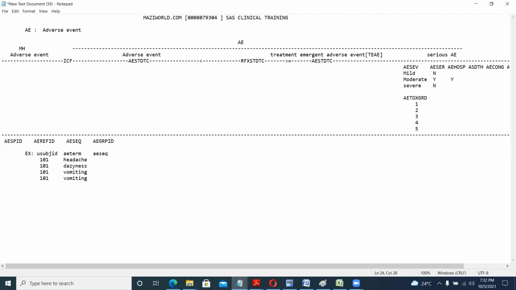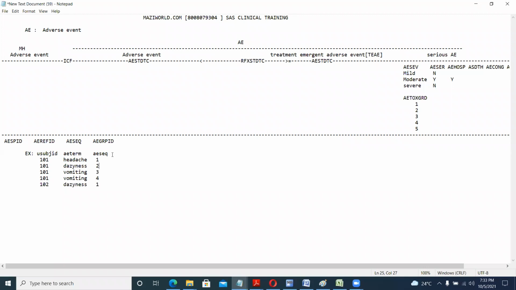Now, the AESEQ will be based on the USUBJID: 1, then 2, then 3, and then 4. Again, if a new patient comes across, say he got some dizziness, at that time we will not target the AE term, we will just target the USUBJID. So again it will start with 1. That is the power of AESEQ. AESEQ will be based only on the USUBJID.